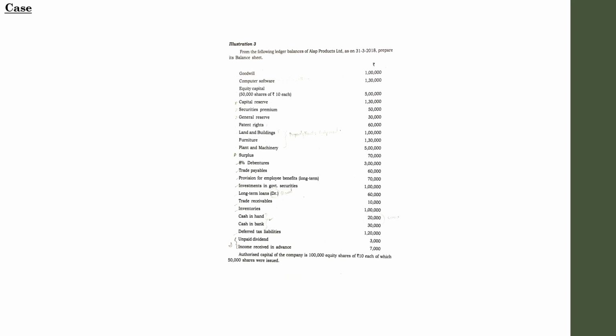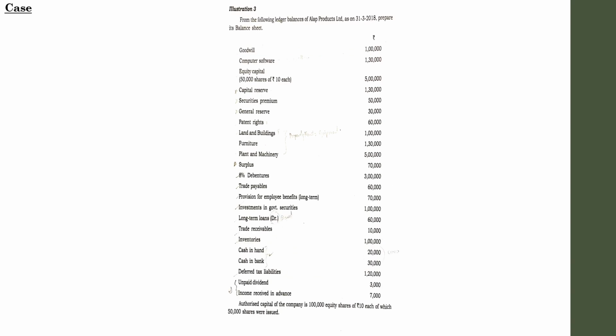So next case. From the following ledger balances of Ala Products Limited as on 31/3/2018, prepare its balance sheet. So the items are given. I hope you all know the contents of the question.